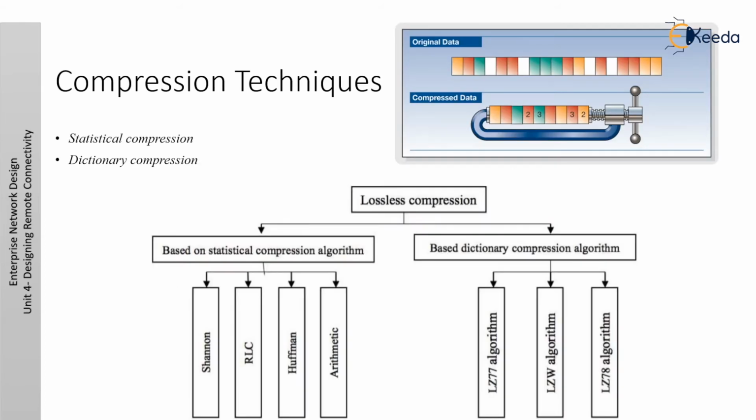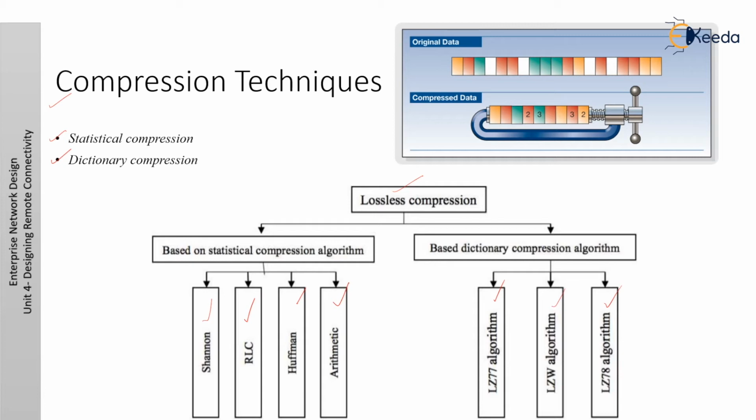So there are two main techniques for compression: statistical and dictionary compression. If we consider lossless compression, based on statistical compression algorithms we use Shannon, RLC, Huffman, and arithmetic algorithms. And based on dictionary compression algorithms, we use the LZ77 algorithm, LZW algorithm, and LZ78 algorithm. So let us discuss each one in detail.